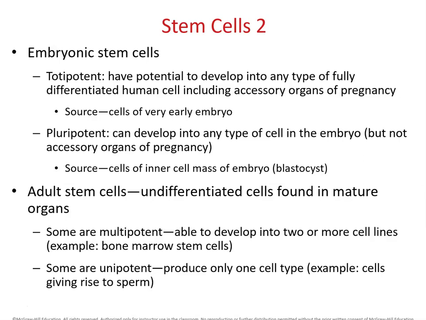So multipotent are things that can develop into two or more cell lines. Bone marrow stem cells, like what I study, are an example of this. Then unipotent, things that can only develop into one specific cell type.